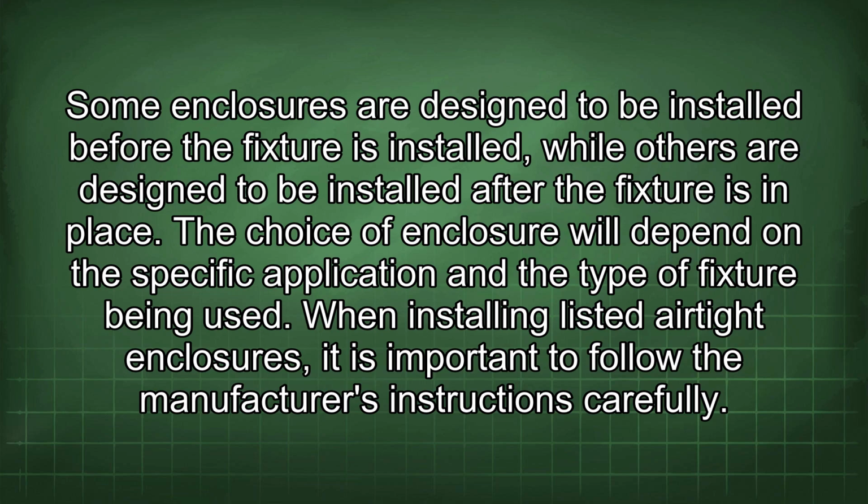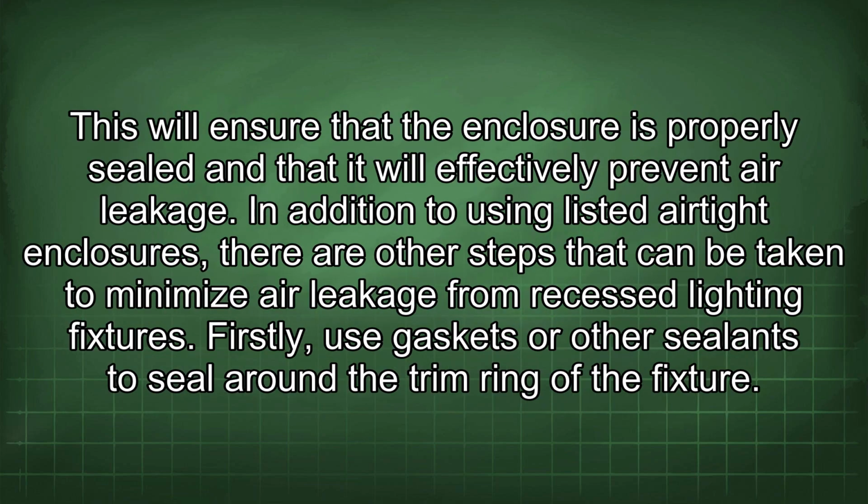When installing listed airtight enclosures, it is important to follow the manufacturer's instructions carefully. This will ensure that the enclosure is properly sealed and that it will effectively prevent air leakage. In addition to using listed airtight enclosures, there are other steps that can be taken to minimize air leakage from recessed lighting fixtures. Firstly, use gaskets or other sealants to seal around the trim ring of the fixture.